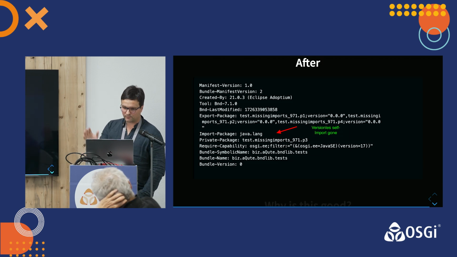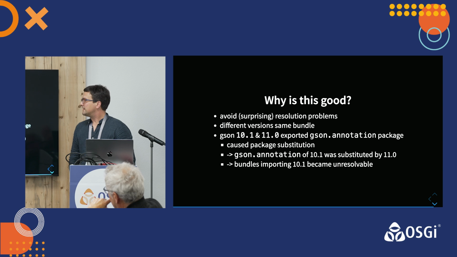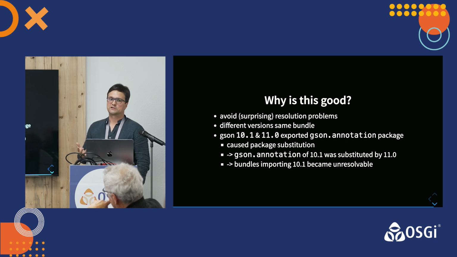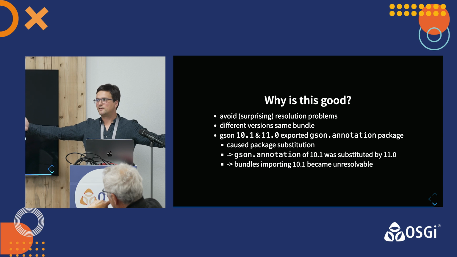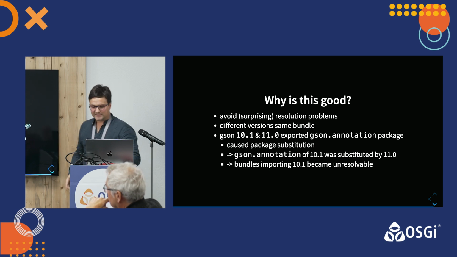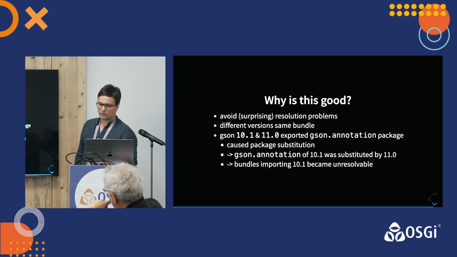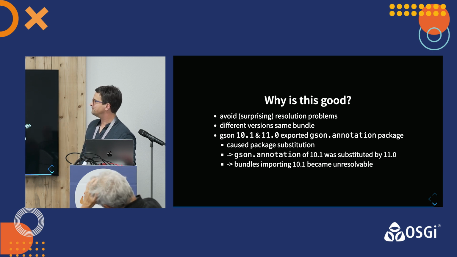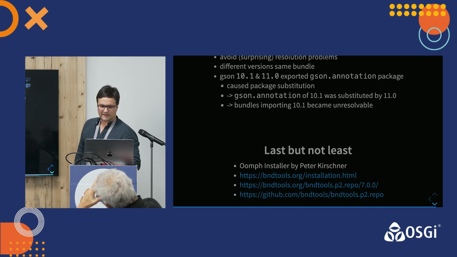And why is this good? It can help to avoid surprising resolution problems because an import without a version means basically a version range for everything. First thing it finds. Pretty random, surprising. You don't want to do that. And there was a case with JSON. This was basically why I dug into that.